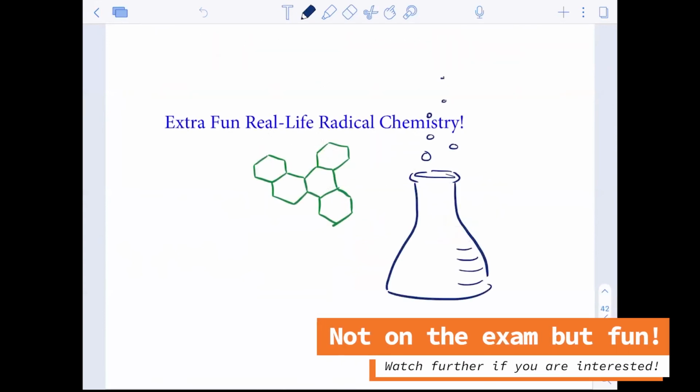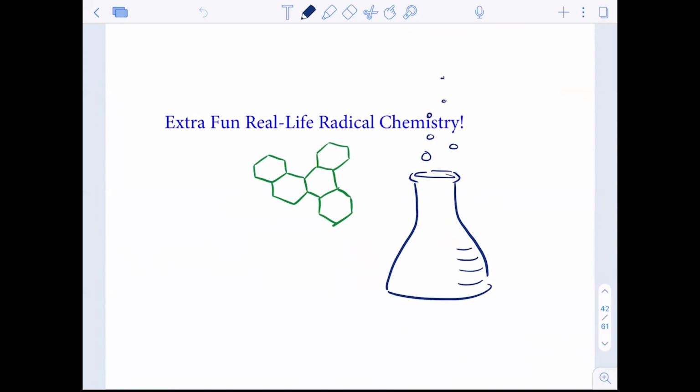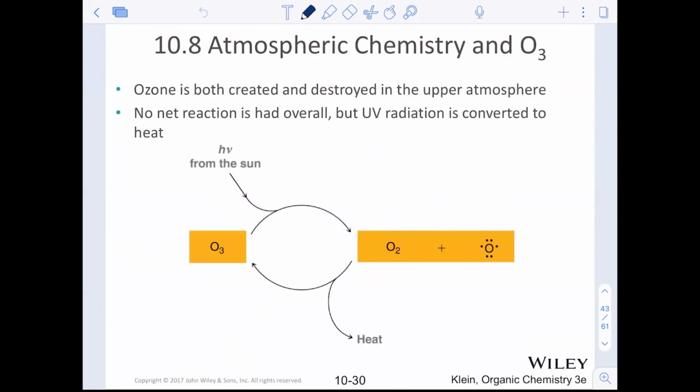Now for a little bit of extra fun with some real life radical chemistry. I wanted to go through a couple of real life reactions that are in your textbook. These are actual sections and the section number will be written up at the top. We'll start with section 8. Now in these sections, I won't be directly asking you for questions on these, but I find them fascinating real life applications that I feel are very important and an important aspect of this chapter.